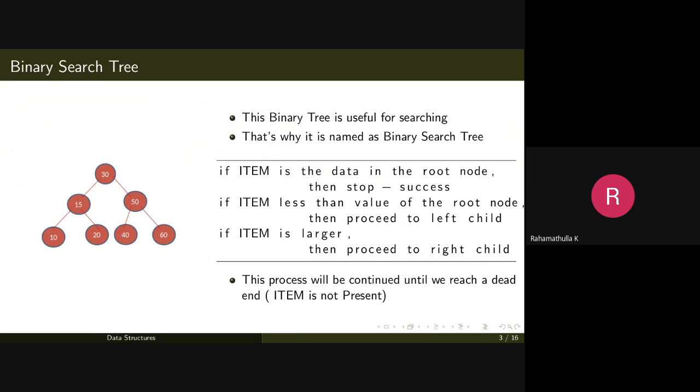A binary search tree is useful for searching an element. It's actually a combination of binary search and binary tree. In a binary tree, we implement binary search inbuilt. That's what we mean by a binary search tree. So it is useful for searching for an element in the binary search way. So the search happens like this.